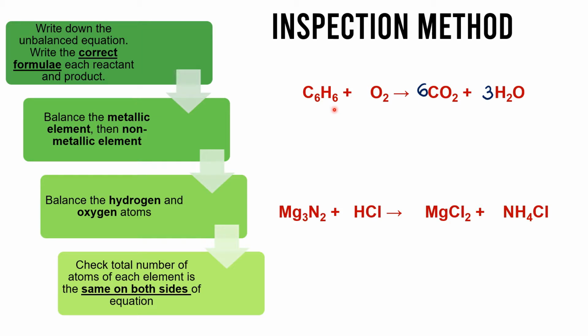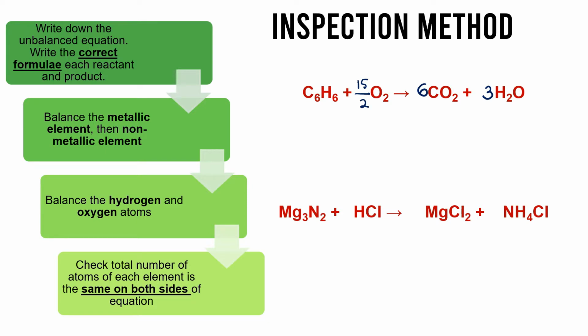The last step will be to balance the oxygen atoms. We have 2 oxygen atoms on the left, and on the right 6 times 2 is 12 oxygen atoms, plus 3 times O, so 3 more over here. So 12 plus 3, the total oxygen on the right is 15. To balance the oxygen amount so that it equals 15, you have to write it down as 15 over 2.